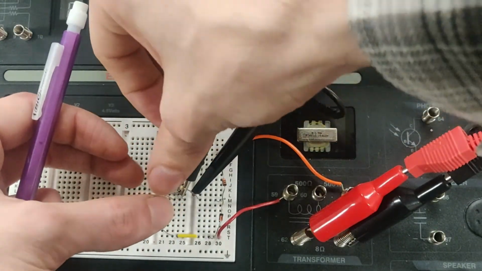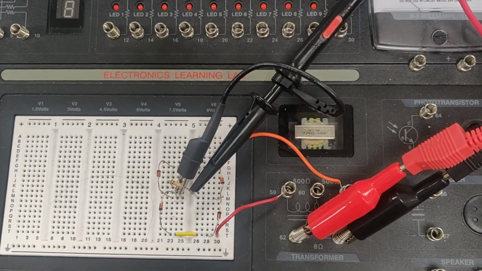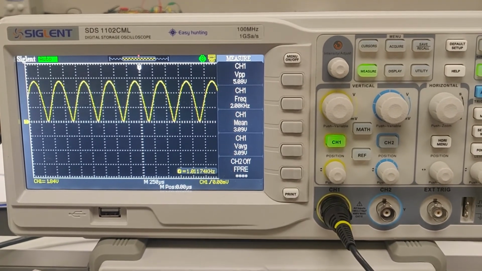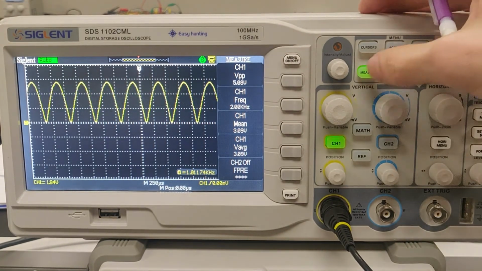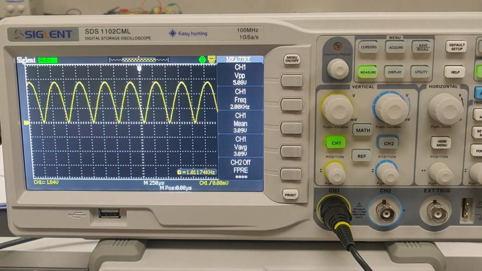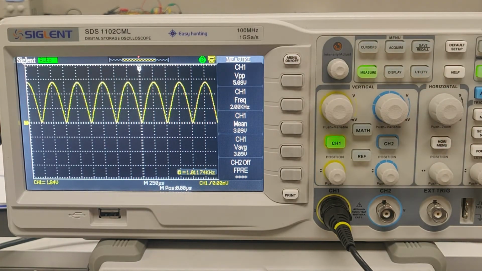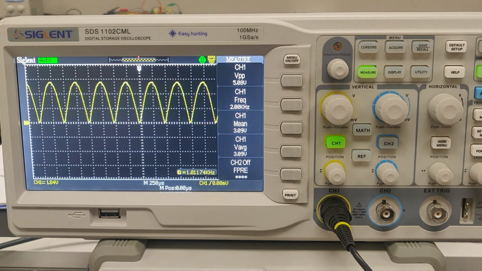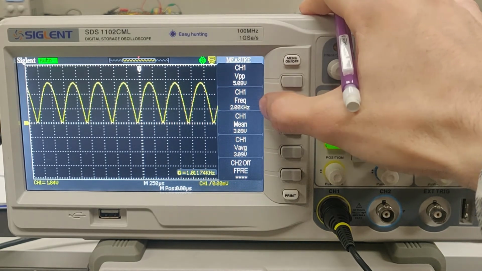In between the two diodes. So now I'm measuring over the resistor, and we can see that our signal has changed. Looking at our peak-to-peak voltage, it was around 12.5. Now it's halved, actually a little bit more than halved. It's now 5, but roughly halved, I guess. And our frequency has increased by a factor of 2.